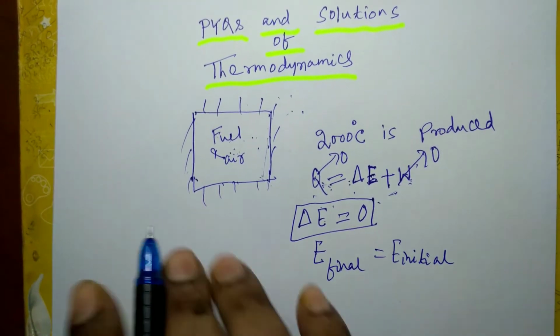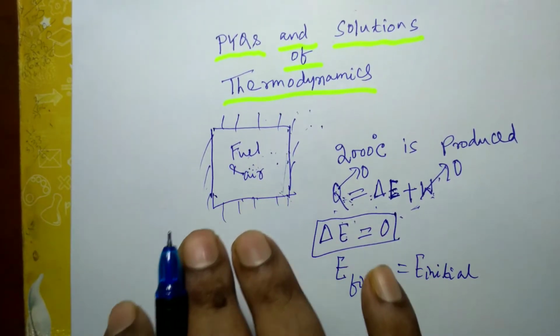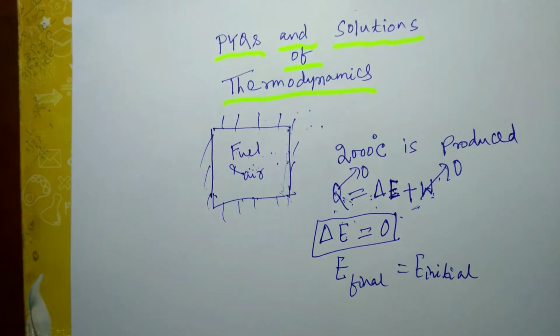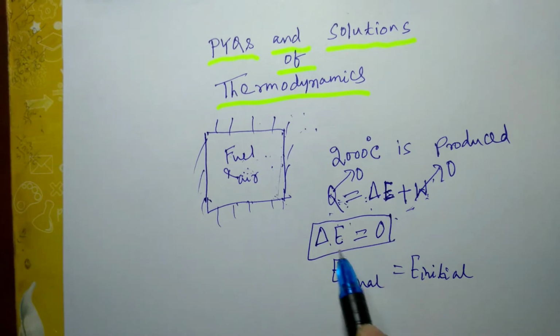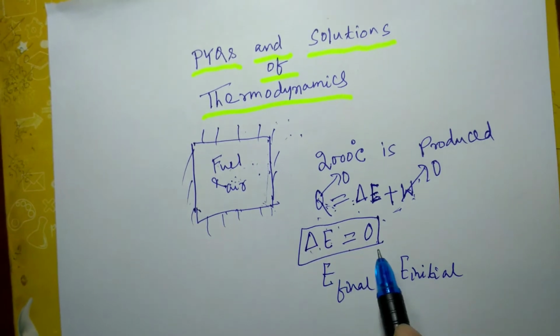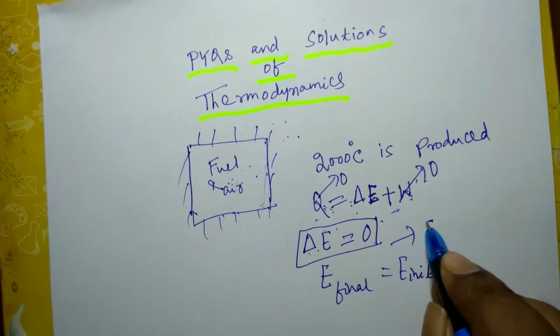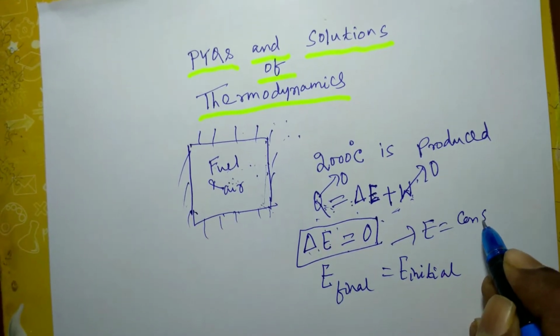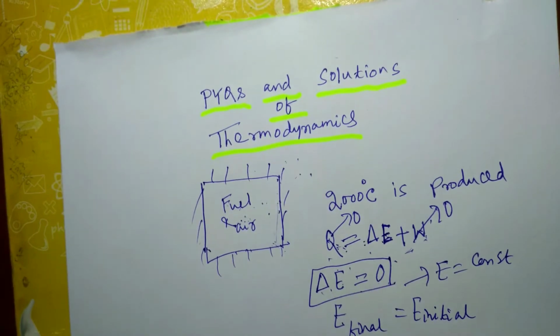So energy of this system before the process has occurred, before the spark has taken place, before the ignition has taken place, is equal to energy after the ignition has taken place. Change 0, that is, delta E is 0, which means E is equal to constant. In other words, I can say E equal to constant. So energy is equal to constant.